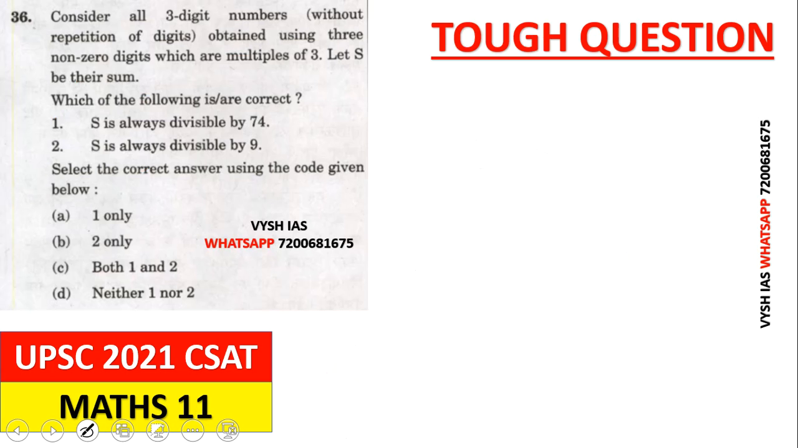Next one. This is a very tough question and you have to skip it in the exam hall. Consider all 3-digit numbers without repetition of digits, obtained using 3 non-zero digits, which are multiples of 3. I am sure 90% of you did not understand, so I'll tell you what it is. List the 3-digit numbers which are multiples of 3 and take the sum of them.